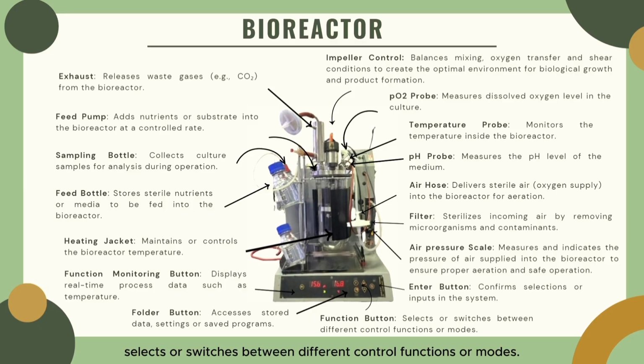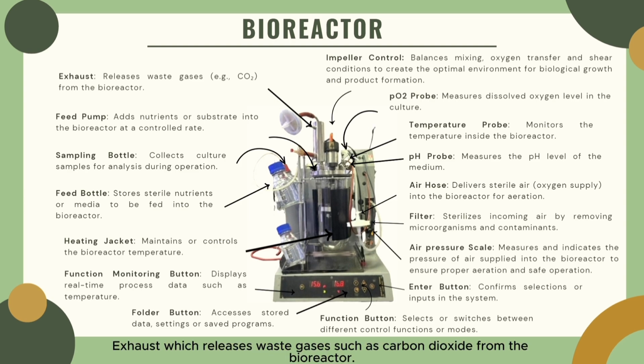The Function button selects or switches between different control functions or modes. Then, the Folder button accesses stored data, settings, or saved programs. Moving to the left side, the exhaust releases waste gases such as carbon dioxide from the reactor. The feed pump adds nutrients or substrate into the bioreactor at a controlled rate.